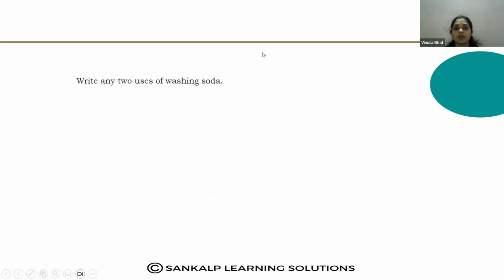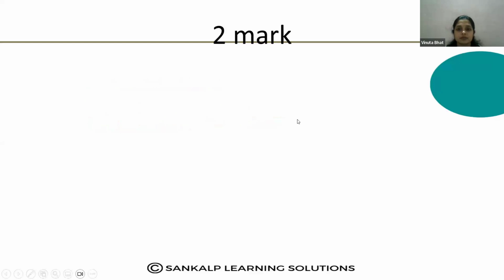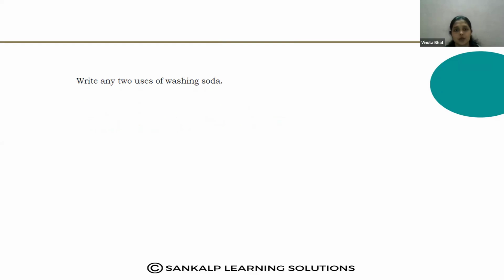Write any two uses of washing soda. This is also a 1 mark question. Washing soda is used for the removal of the hardness of water. Hardness of water is removed by washing soda. So you can write any two uses of washing soda. That is for the 1 mark. So these are the 1 mark questions, very important questions asked in different question papers.